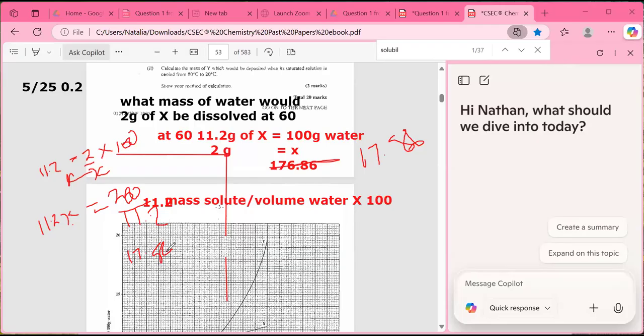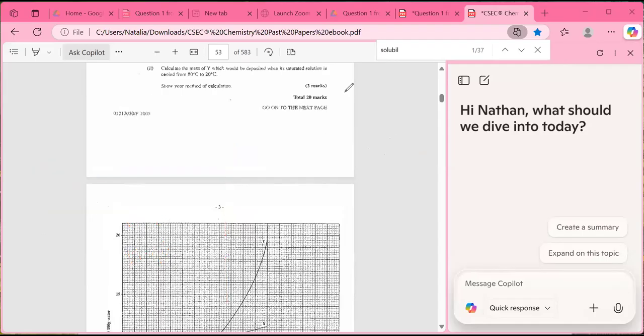Yes, miss. So that's solubility. Do we have any questions on solubility? Oh, miss. I want one more hour before we take a break.